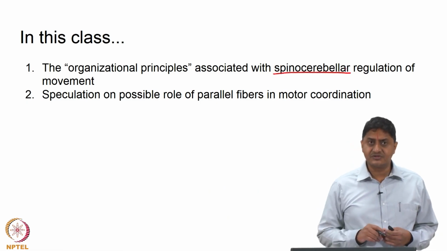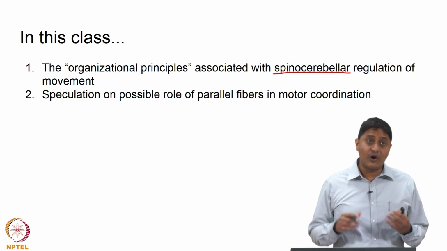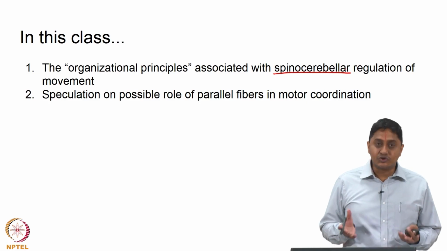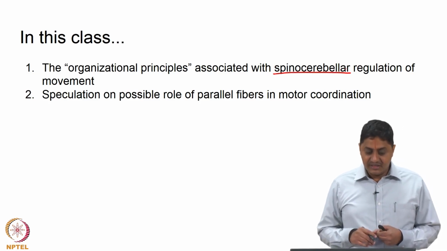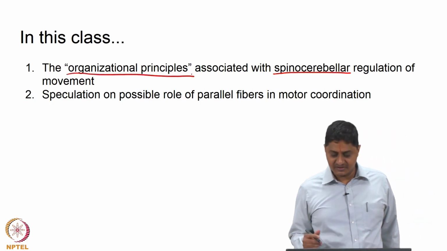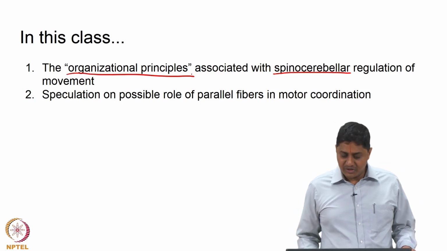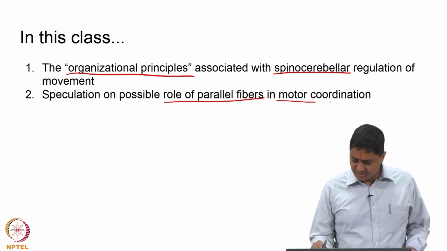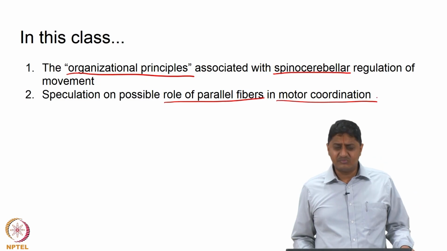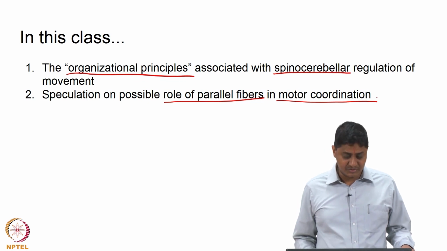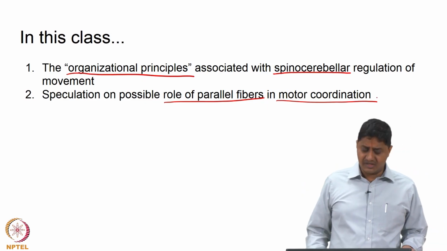In the last class we introduced the notion of spinocerebellar modulation of movement. We said that this is modulation rather than control. Right. So in this class we will discuss the organizational principles associated with the spinocerebellar modulation or regulation of movements, and what is the possible role of parallel fibers in motor coordination, because we have 100 billion of these. What could be its role? What could be the role of these large number of neurons, 100 billion neurons? What could be its role in motor coordination and motor function?